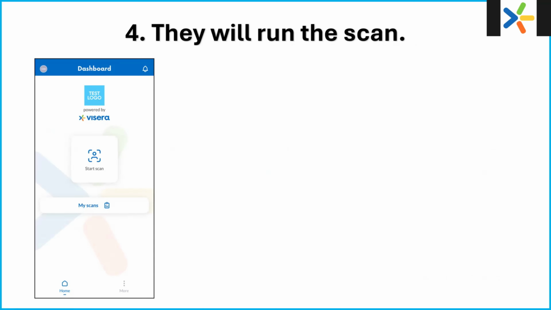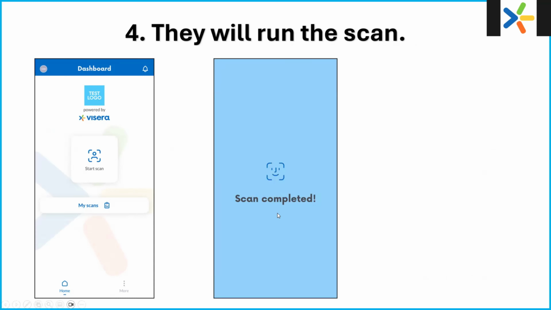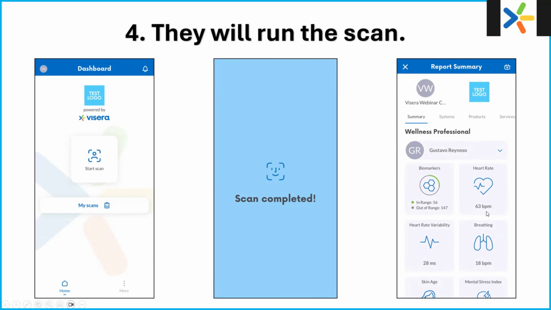So your client already logged into the app. Now they just need to run the scan. What they do is they will touch the start scan button that's right here. When they touch the start scan button, it'll bring up the screen where they make sure their face is lined up perfectly. They run the scan and the scan will complete. And then as soon as the scan completes, the report pops up. And again, if you add your logo, it will show up right here.